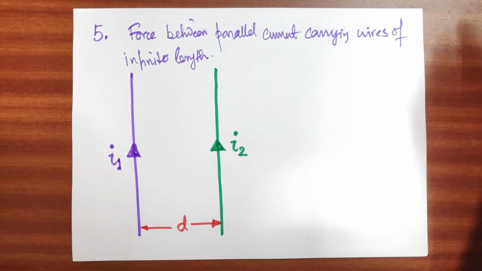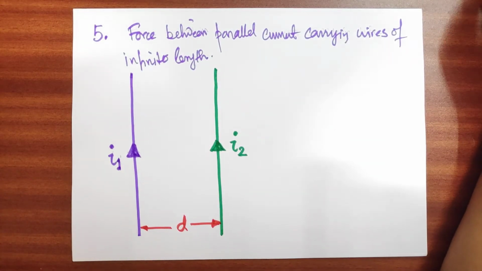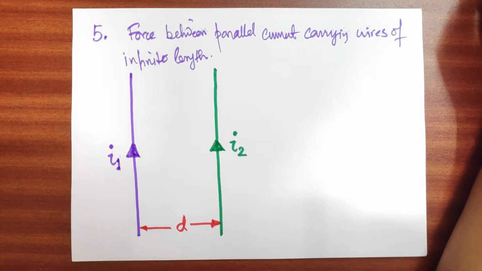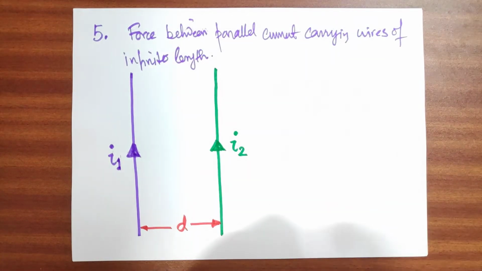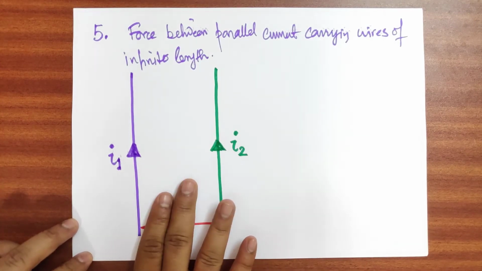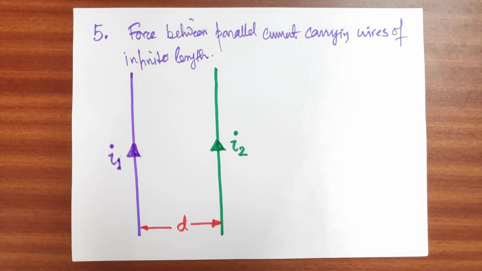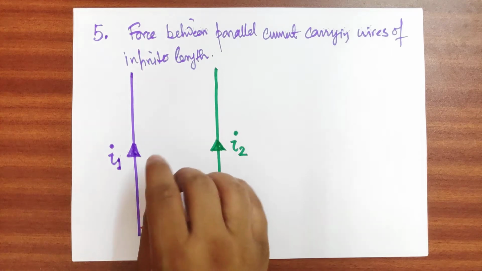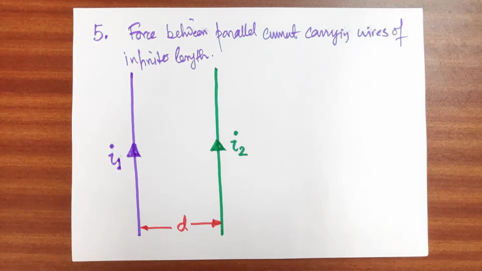Here we have to calculate the force between two straight and infinite parallel current carrying wires, carrying currents I1 and I2 and separated by a distance d. Let me tell you that these two wires will attract each other, as we will see shortly, and if the wires carried current in opposite directions, then they would repel each other. First, let's see why they attract each other and calculate the force.